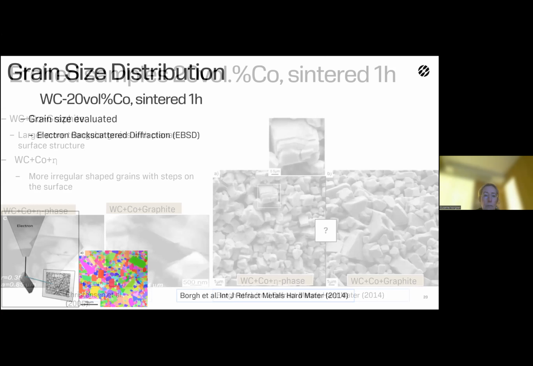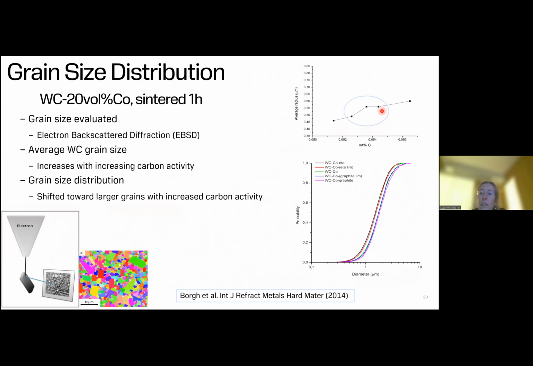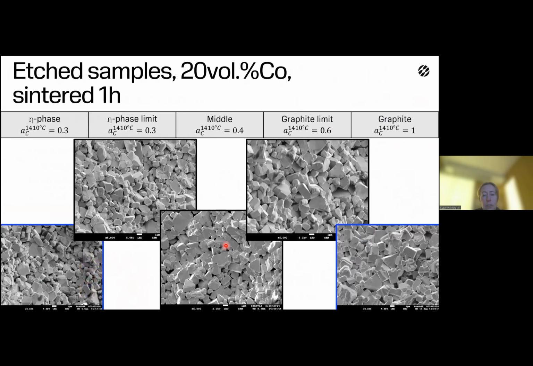So if we come to then the in-between, and here are the alloys that we made in between. And first and foremost, you can see that the average radius is not perfectly linear between the eta phase and the graphite limit. There is a change here in the average radius as measured by EBSD. And if we look into the microstructures, and here we have etched away the binder after sintering, and here you can see the 3 alloys that are in between.